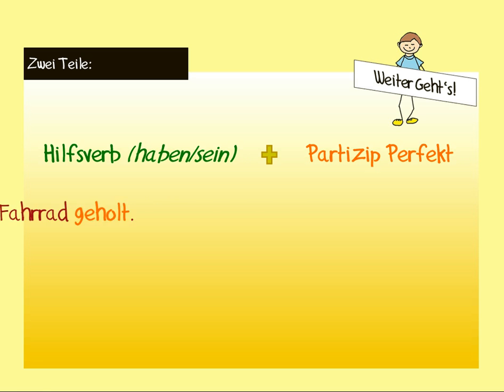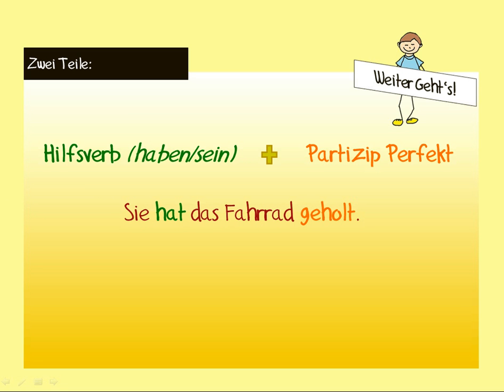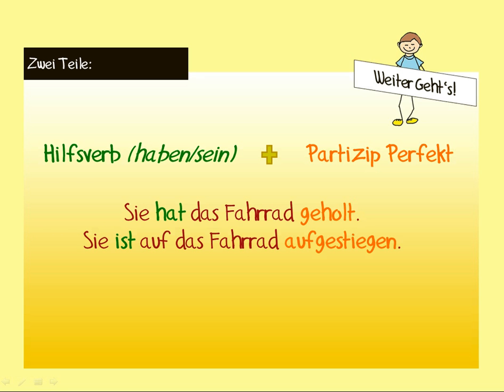Let's take a look at some sentences. Sie hat das Fahrrad geholt. She got the bike. Sie ist auf das Fahrrad aufgestiegen. She climbed onto the bike.